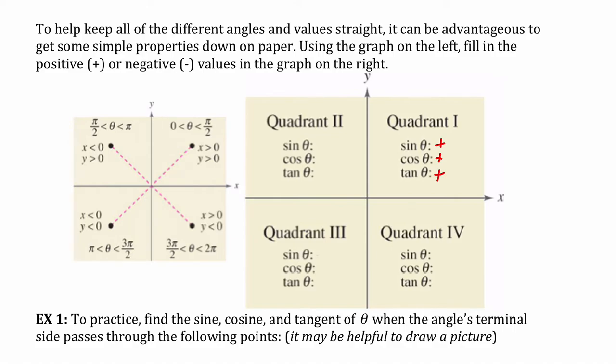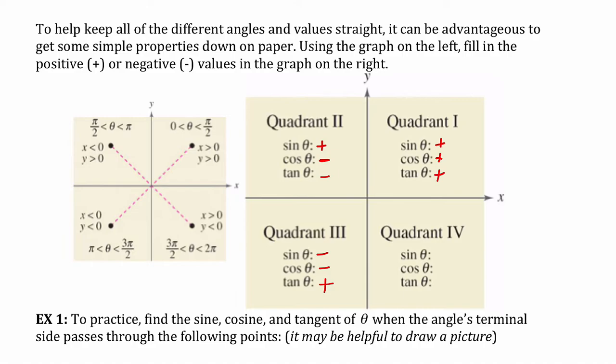The sine values in quadrant 2, those are the y values, so those are positive. The cosines in quadrant 2 are negative, the x values. The tangents are sine over cosine, positive over negative, so they're negative. In quadrant 3, both the x's and the y's are negative, so sine is negative because it's the y, and cosine is negative because it's the x. Tangent is y over x, or sine over cosine, so negative divided by a negative gives you a positive tangent.